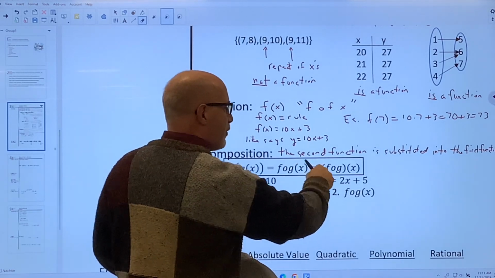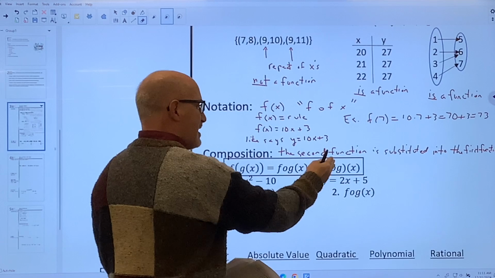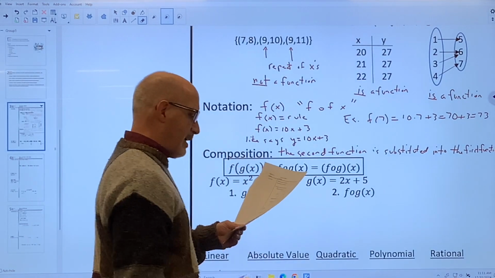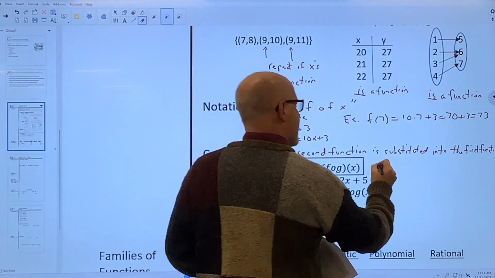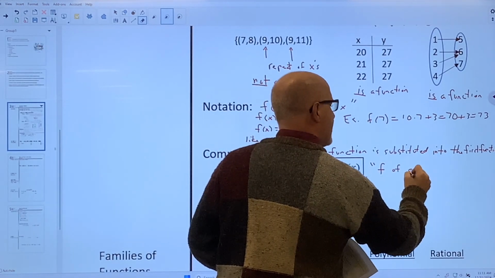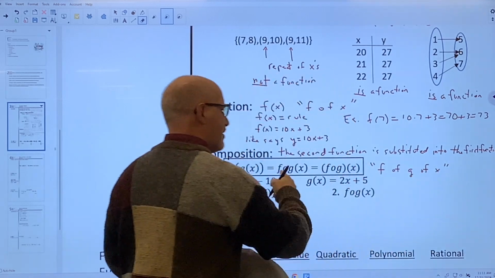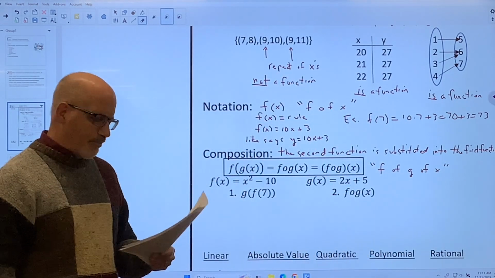And same thing here, if we put a parentheses around it, it means the same thing. So these three are this notation for the exact same thing. The way we read this is f of g of x. That's how that notation is read.